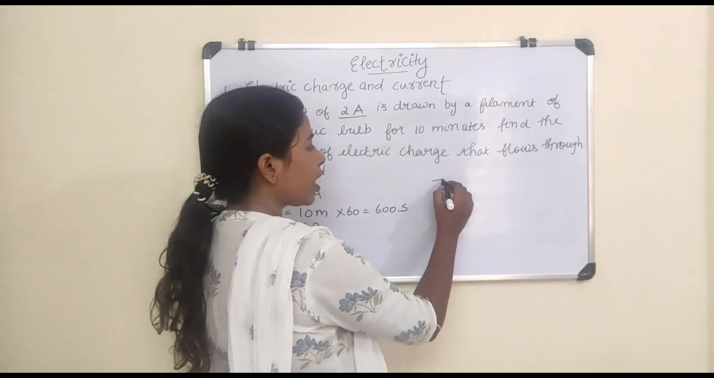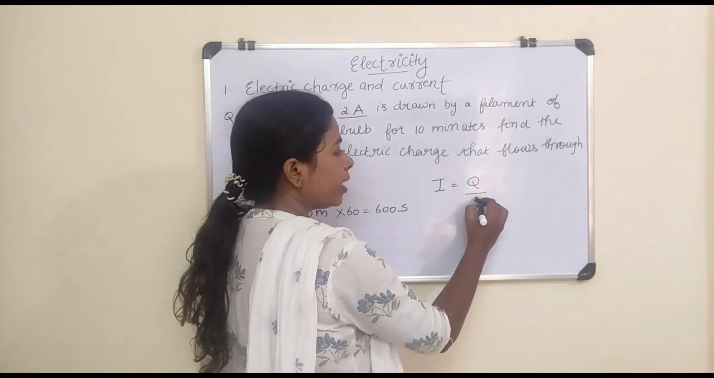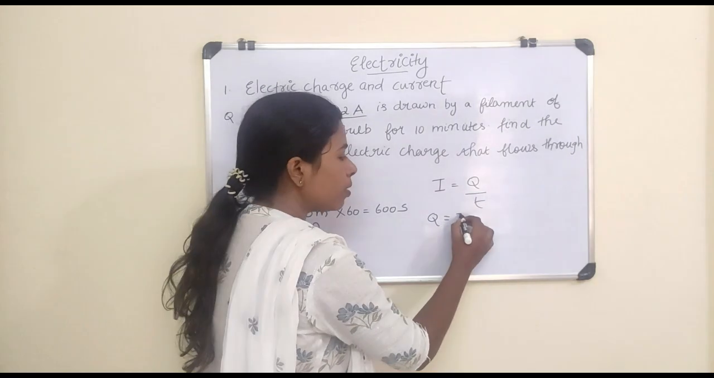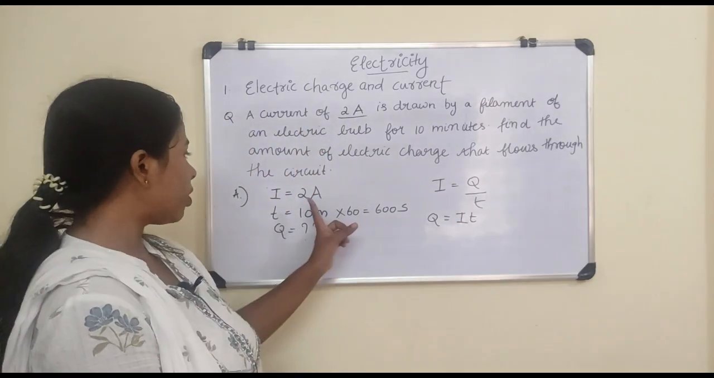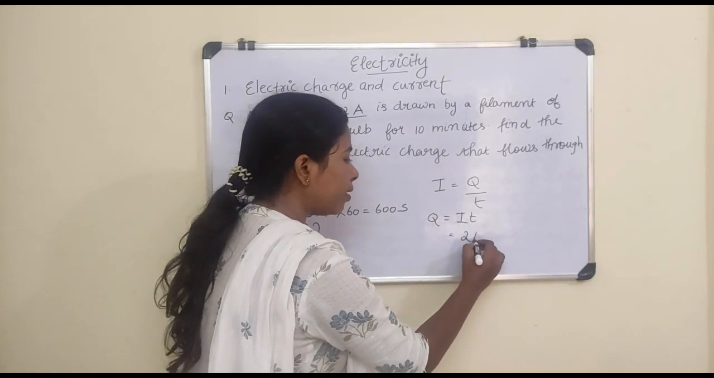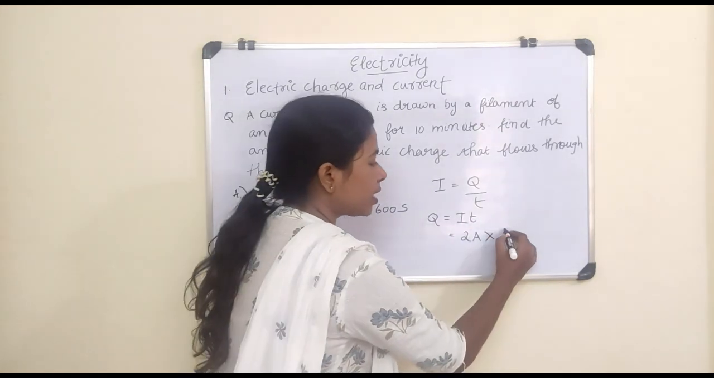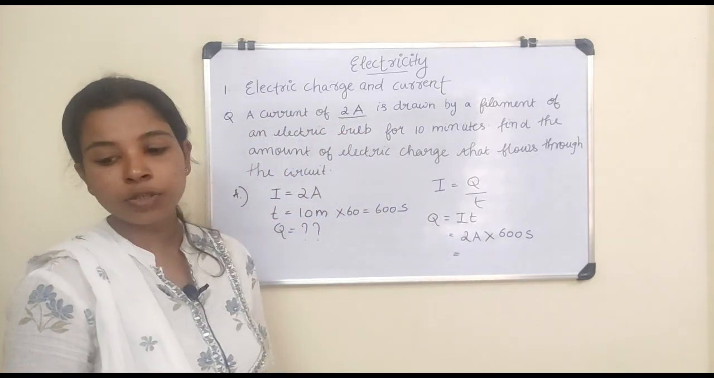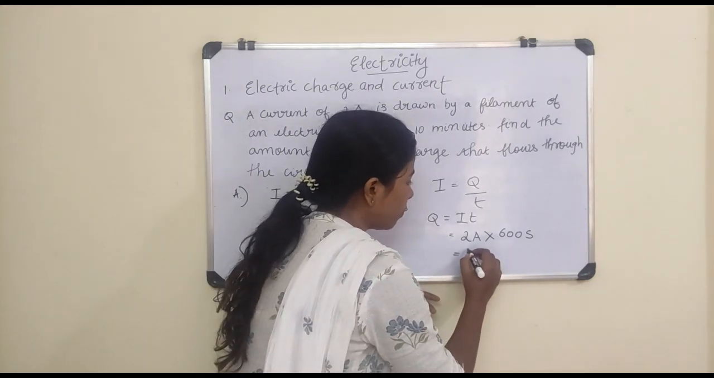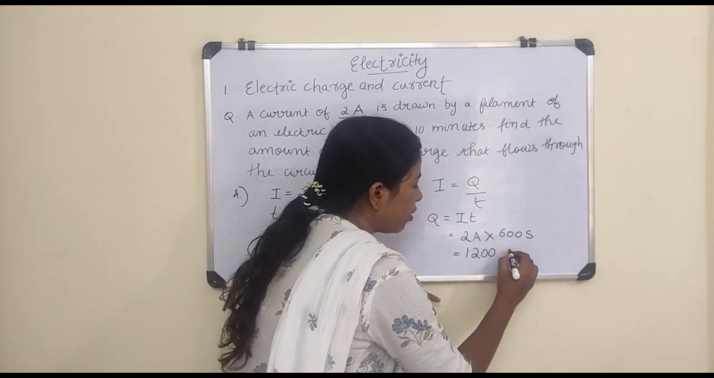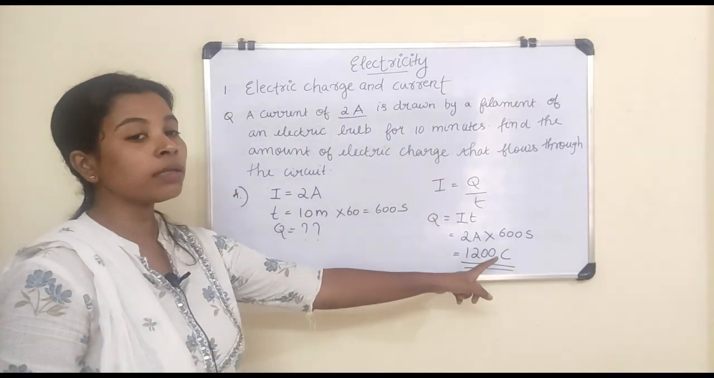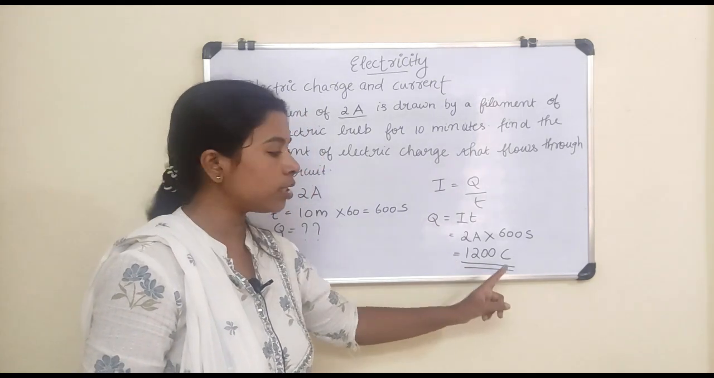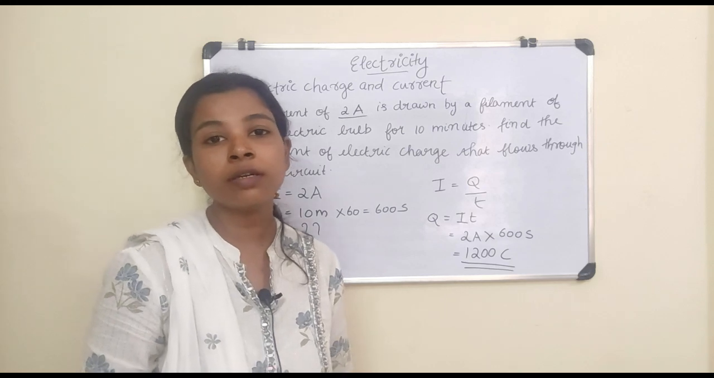So what is the formula? I is equal to Q by T. I is given and T is given. So Q is equal to I into T. I is 2 ampere into time, 600 seconds. So what is the answer? 600 into 2 is 1200 coulomb. Don't forget the unit. You always have to put the unit. What is the unit of charge? It is coulomb. So the answer is 1200 coulomb.